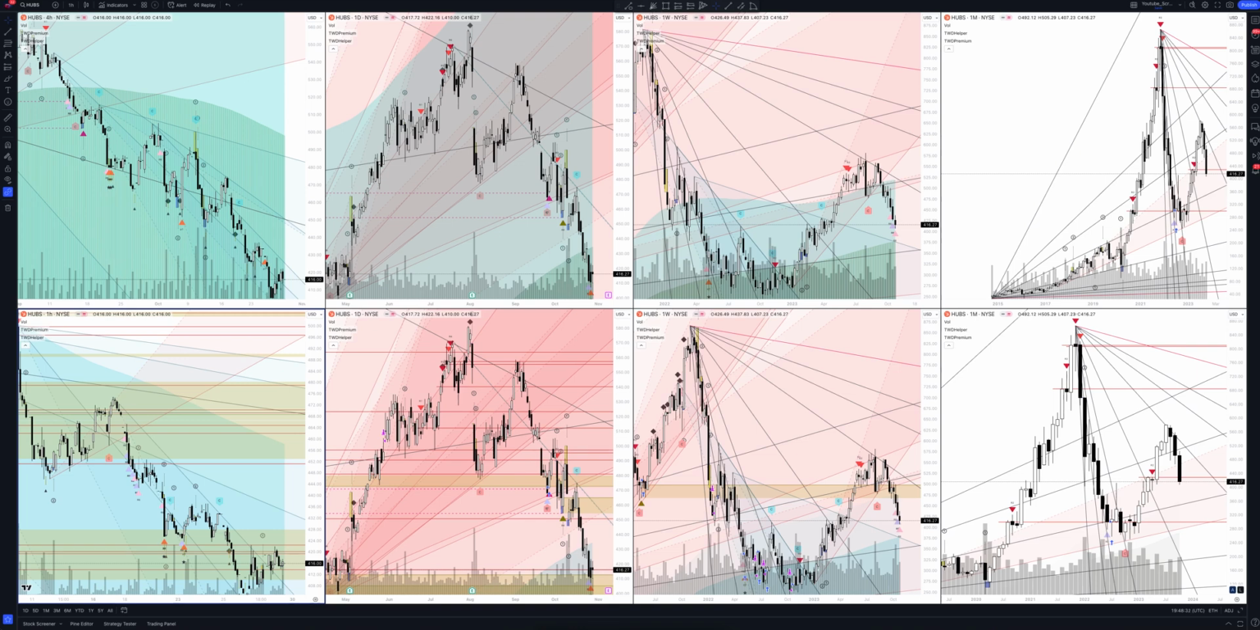Today we will take a look at HubSpot Inc. stock. Let's analyze the market situation and find out how you can make money on it. Let's start.